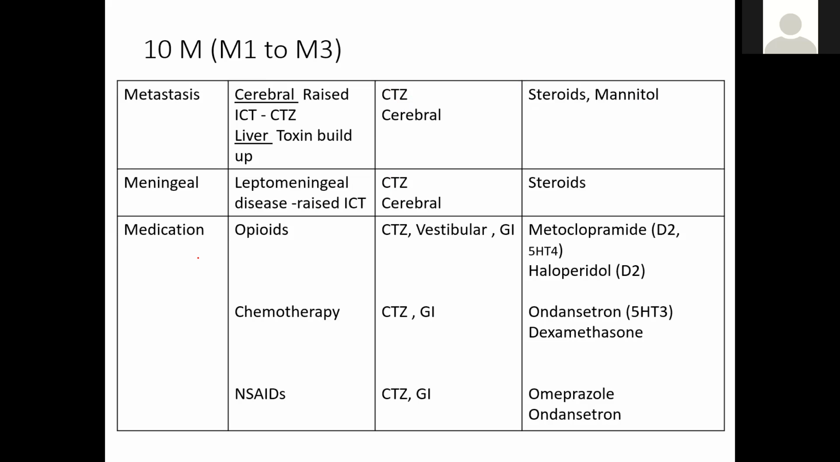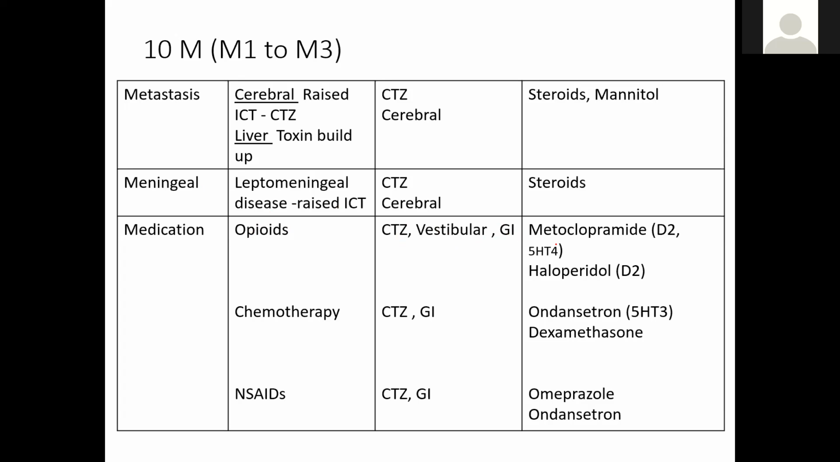Next, M would be medication. Many medications that we use can cause vomiting. The first one would be opioids. With the opioids that we use, around 30% of patients will have nausea and vomiting, which is reversible. This will act through the CTZ, vestibular system, and GI tract. So we know CTZ, which are the receptors? Vestibular, we know histamine and acetylcholine. GI tract, we have the D2 receptor. So we have to block accordingly.